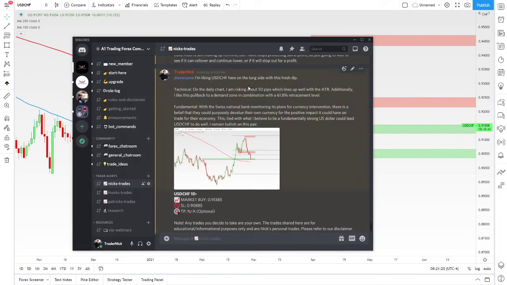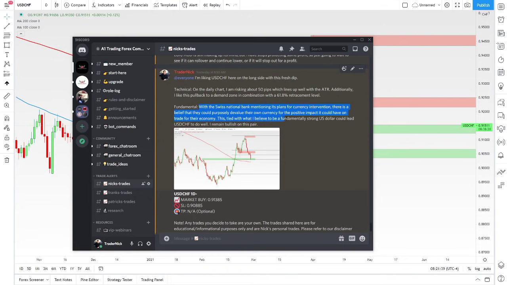So there's a couple different fundamental and technical things here. But the one more thing I wanted to add with the Swiss National Bank is that they've actually mentioned that they have plans for currency intervention, which is this concept where they are purposely going to try and devalue their own currency for the positive impact it could have on trade for their economy.